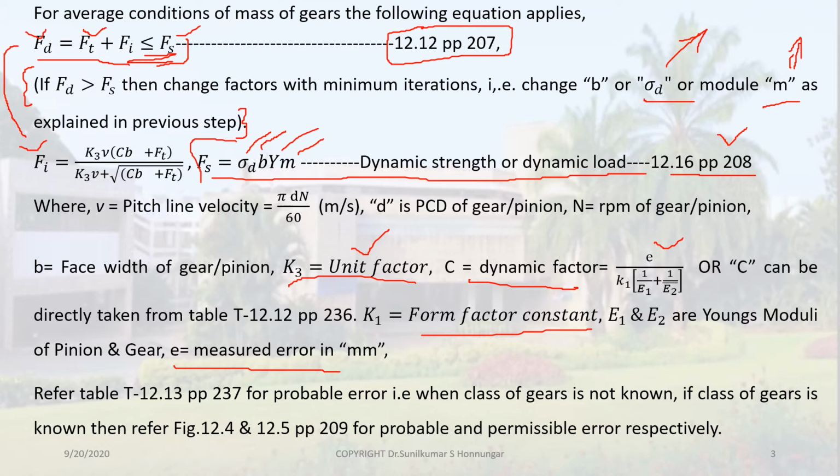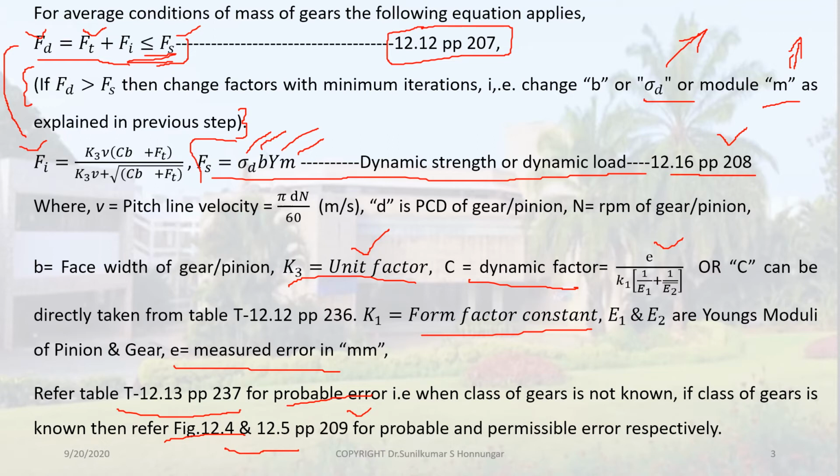How can we take that? There are tables actually, that is table 12.12 on page 237 for probable error. Or there is one more, figure 12.4. From that particular figure you can refer. Figures 12.4 and 12.5 are on page number 9. I think 12.4 is for when the class of gear is known, and if it is not known, you can refer to the 12.5 figure, or you can refer to this table.